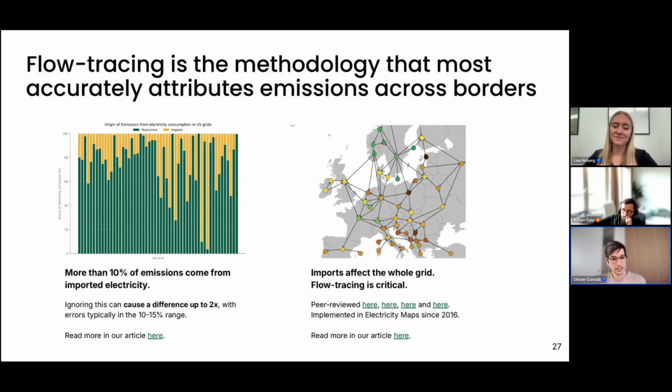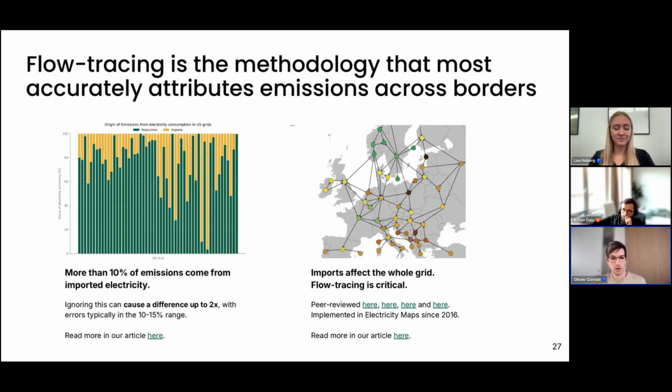And if we don't take into account all of this interconnectedness, we can have errors on the emissions that typically range in the 10 to 15% range. And you can even have an error which is of the order of magnitude of 2x, so quite large.